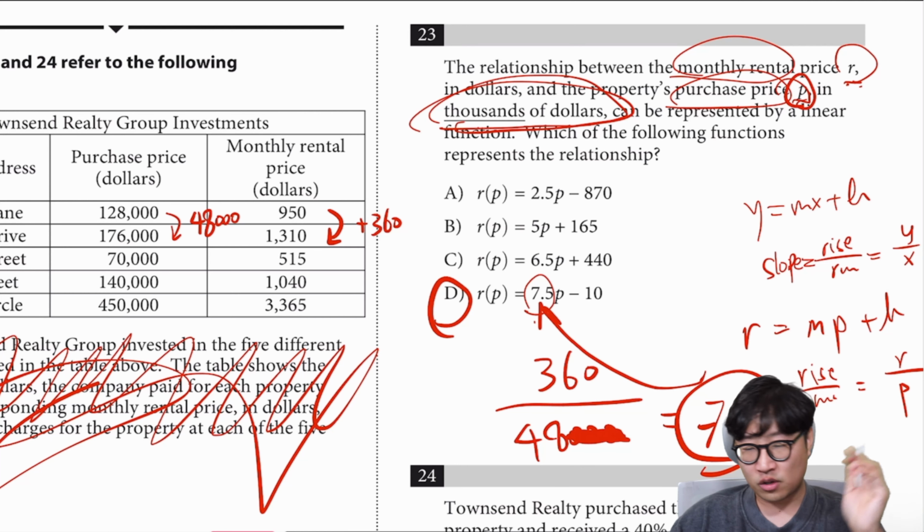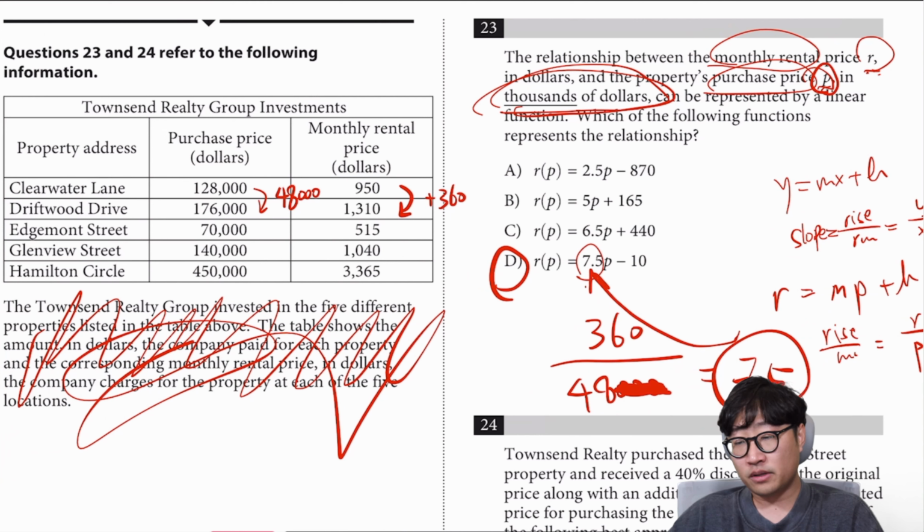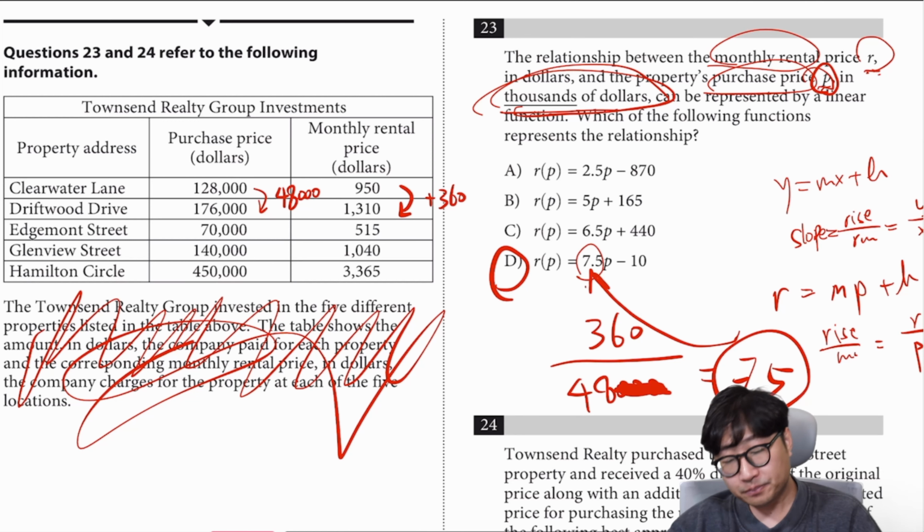So you really don't have to do all of that. If you didn't want to do this, you can literally just grab one of those properties and plug in the P and the R into any of these 4 choices to see which equation holds true. The only problem with that is, once again, you do have to remember that when you plug in P, for example for Clearwater Lane, you're looking at 128,000. You want to make sure you're plugging in 128, not 128,000, because they said P's in thousands already.